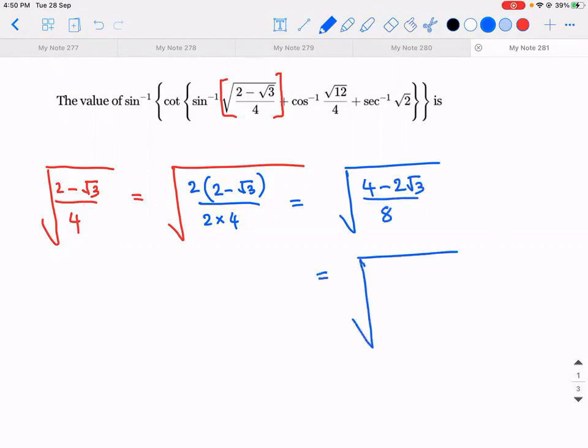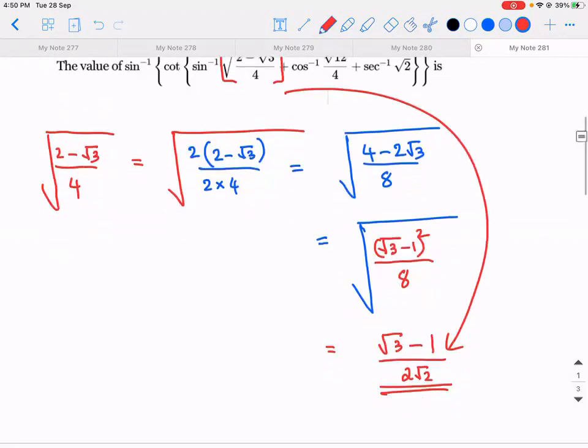This is what we can write as a perfect square. Perfect square of what? If I'm expanding root 3 minus 1 whole square, you will get the same thing, 4 minus 2 root 3 divided by 8. So if I'm taking the root of this, the square gets cancelled because I'm taking the square root. It becomes root 3 minus 1 by 2 root 2. So this is the simplified version of this value.